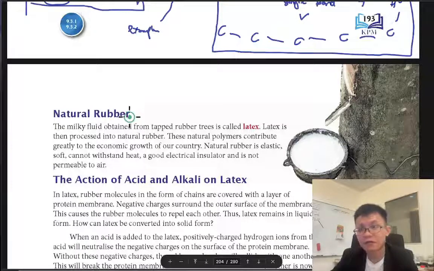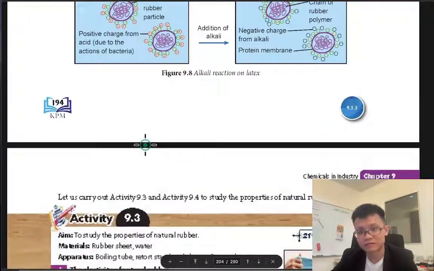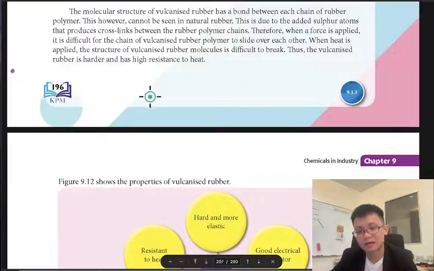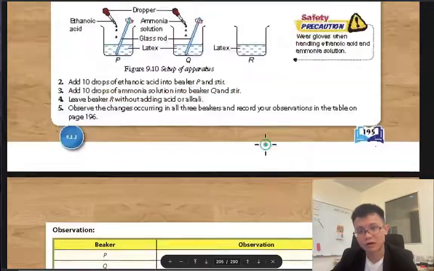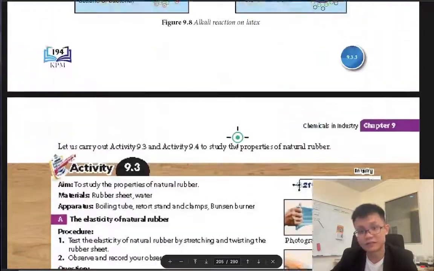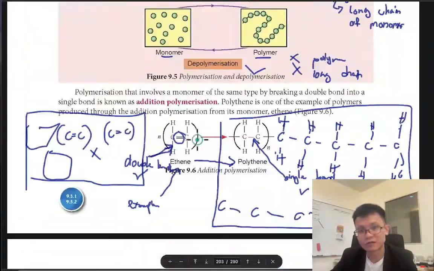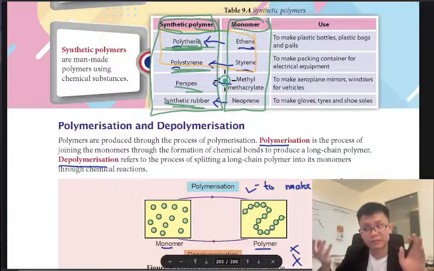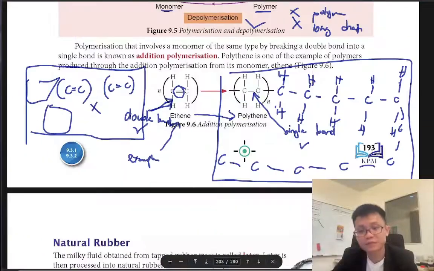Natural rubber. Oh my goodness, now they suddenly changed to natural rubber already. But actually the polymer is a huge topic and many things to talk about, but they already stopped, maybe due to general science lah. Anyway, the things that you need to understand are what is polymer, what is monomer, what is the process polymerization, what is the process depolymerization, what is the example polystyrene, what is the function of polystyrene, to wrap electric equipment, for example, depending on the question.